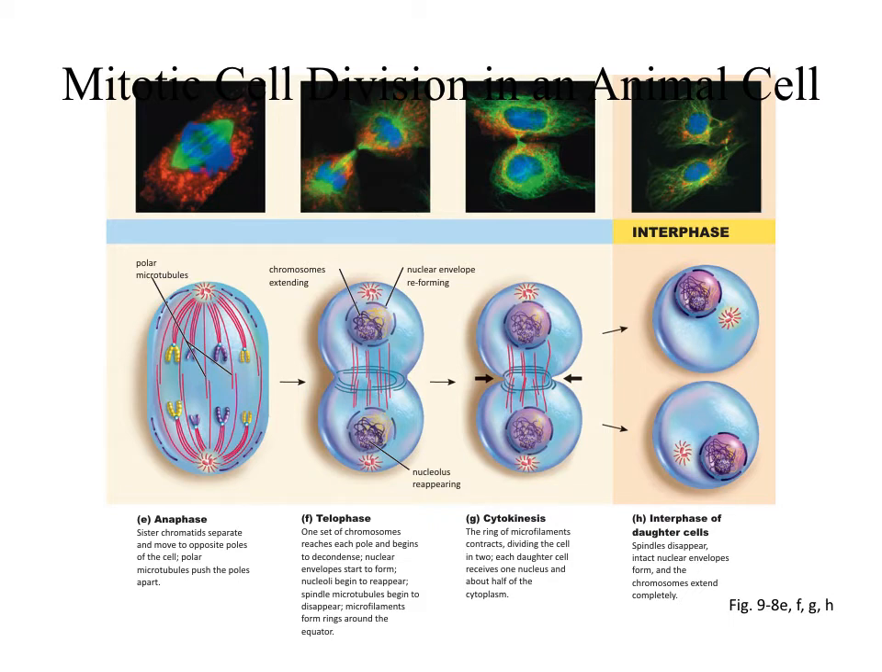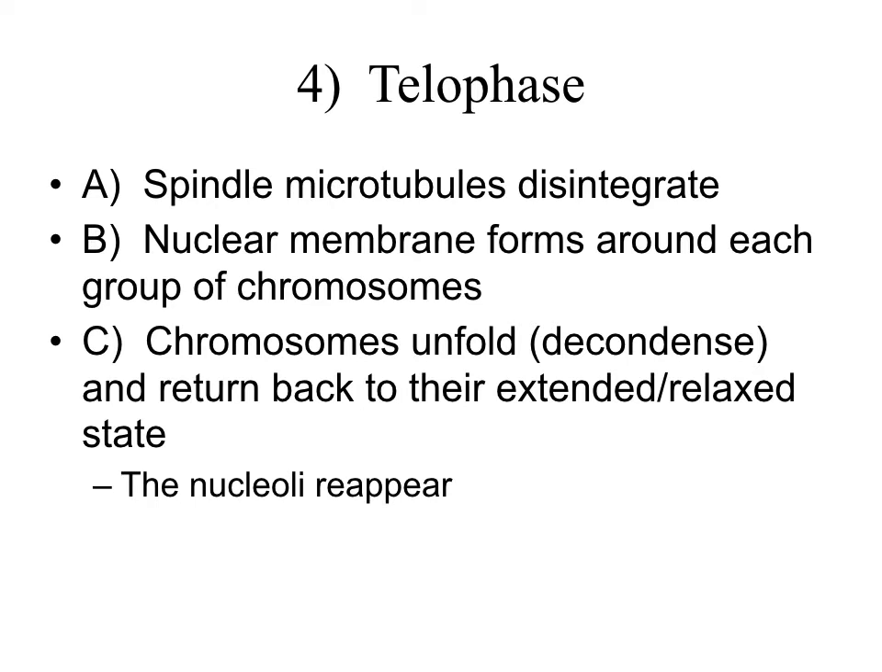And by the way, if one sister chromatid is an exact copy of the other, once that cell becomes two cells, are those two cells at the end, the final product, identical to each other, or are they just close to each other? The answer is they are absolutely identical to each other. All right, so we have prophase, metaphase, anaphase, and now telophase. In telophase, the spindle microtubules begin to disintegrate. The spindle fibers, the little strings, begin to disappear.